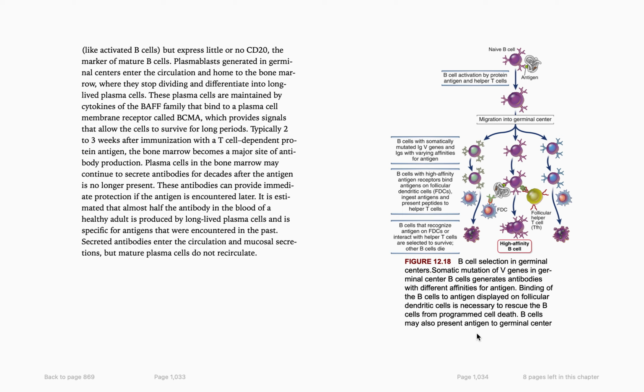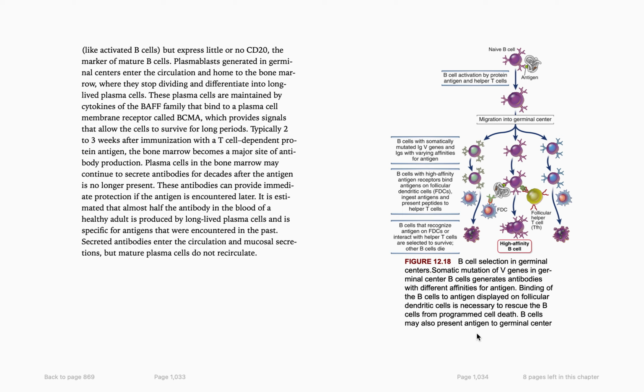Plasma cells in the bone marrow may continue to secrete antibodies for decades after antigen is no longer present. These antibodies can provide immediate protection if the antigen is encountered later. It is estimated that almost half of the antibody in the blood of healthy adults is produced by long-lived plasma cells and is specific for antigens that were encountered in the past. Secreted antibodies enter the circulation, but mature plasma cells do not recirculate.